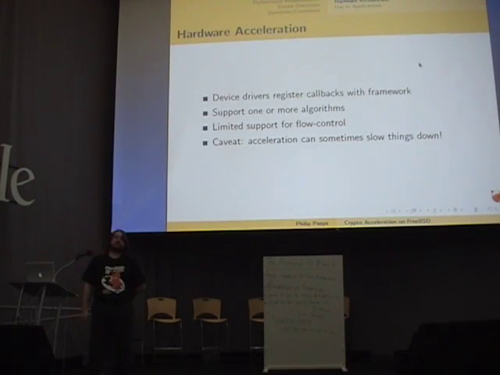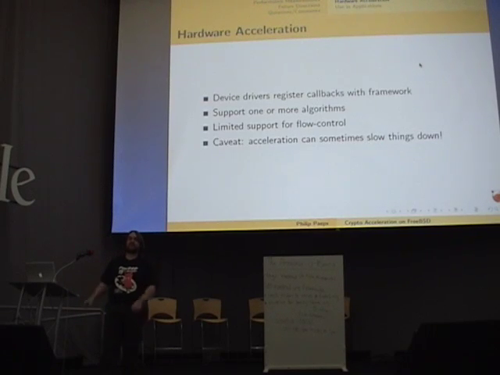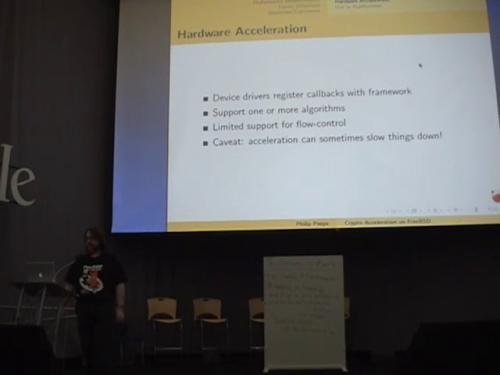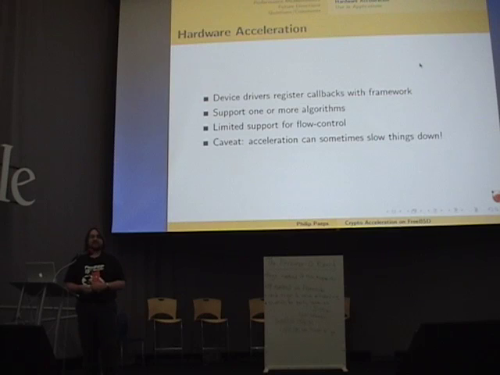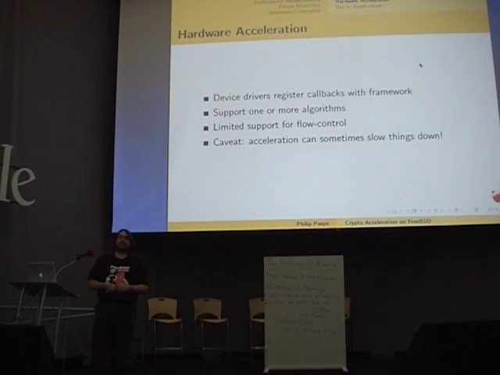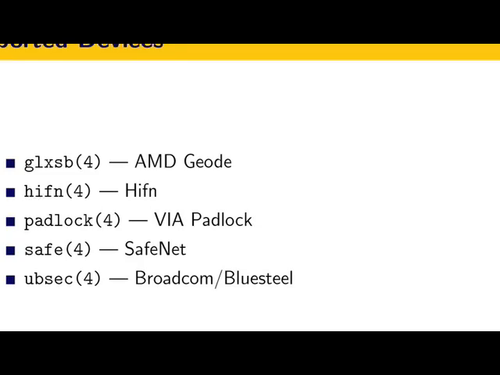Device drivers have limited support for flow control. You're not allowed to sleep inside these crypto device drivers, but you are allowed to return certain error messages like EBUSY or EAGAIN to tell your users that they can try again in a minute. One thing to remember is that acceleration can sometimes slow things down, which is a curious phenomenon. I'll show you some slides later with numbers where this happens. If you enable crypto acceleration, things can slow down by an order of magnitude. It's probably contrary to expectations.